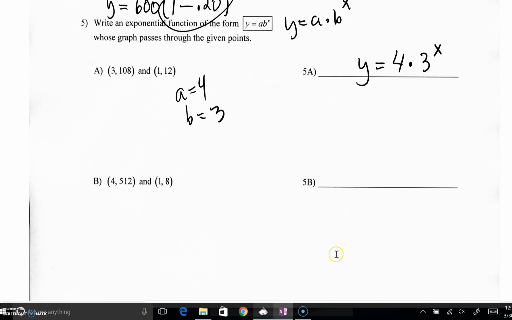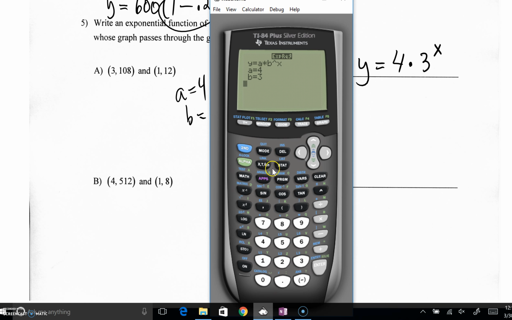Last, for letter B, we're just going to go back, Stat, Edit. We're going to go up to the top, clear these things out. And then we can come back down here. Our x values are 4 and 1. Our y values will be 512 and 8. You can double check. You have 4, 512, 1, 8.